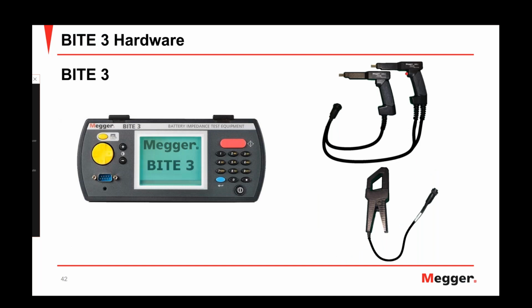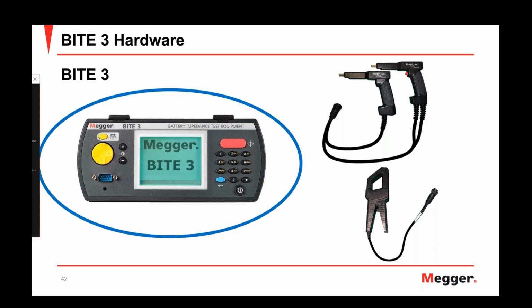So with our BITE 3, this is the hardware that we have with it, and you can see that there's a little bit less hardware than with the BITE 2P. This mostly has to do with how the BITE 3 injects current. Instead of using an independent unit to push current like the BITE 2P, the BITE 3 has been designed to use the test probes to inject that current.